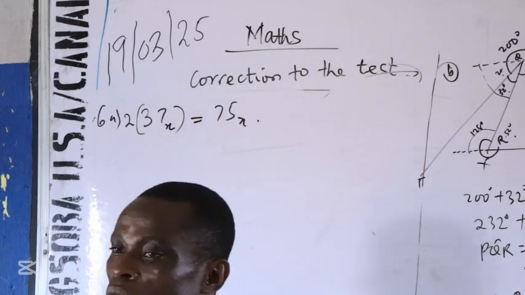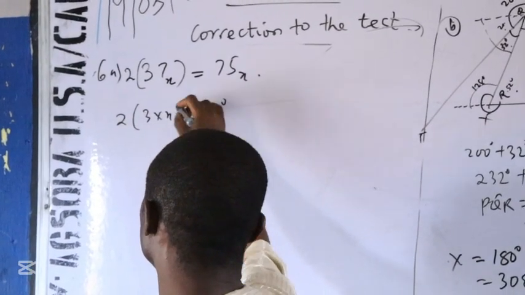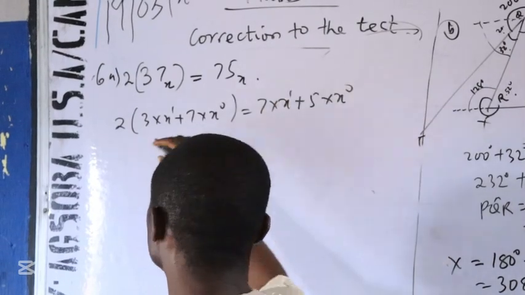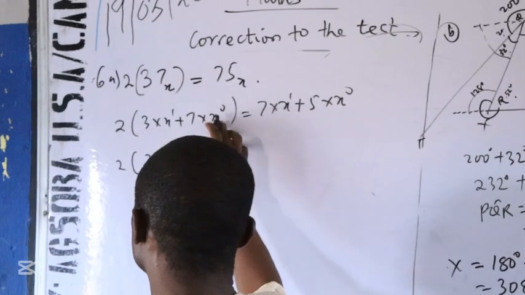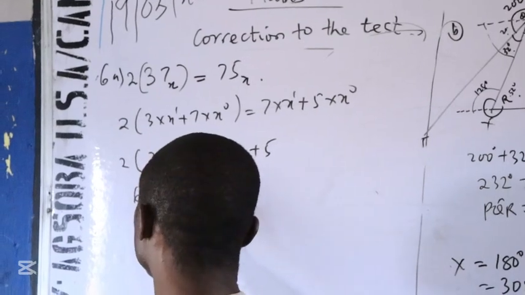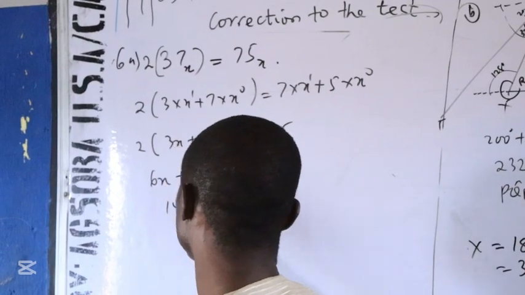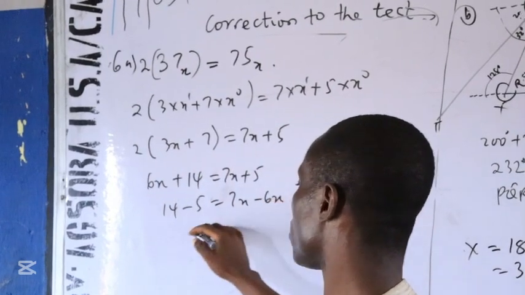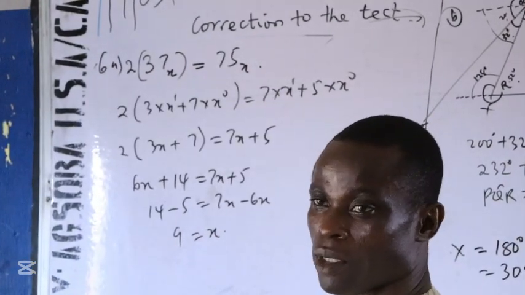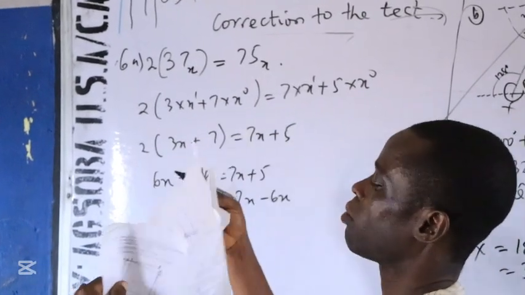Then you convert it into base 10. 3 times S plus 7 times S to the power 0 is equal to 7 times S plus 5 times S to the power 0. Then we have 3 into 3S plus 7 times 1, 7. 7S plus 5 times 1, 5. 6S plus 14, 7S plus 5. 14 minus 5 is equal to 7S minus 6S. Now, it's not possible for you to get a negative answer in number base. Okay, so it's not possible. That is that. Then the last question.